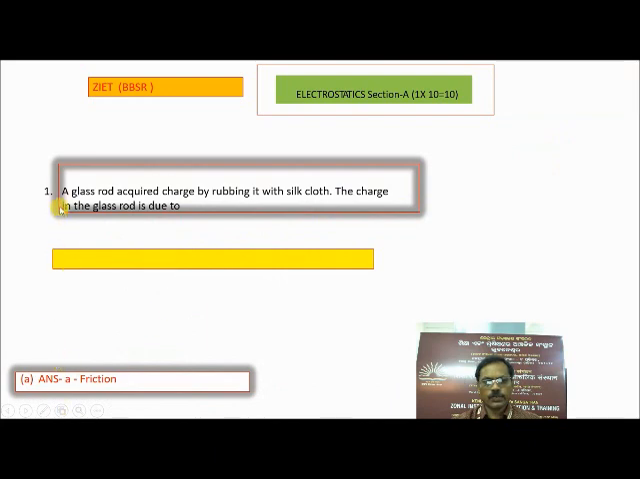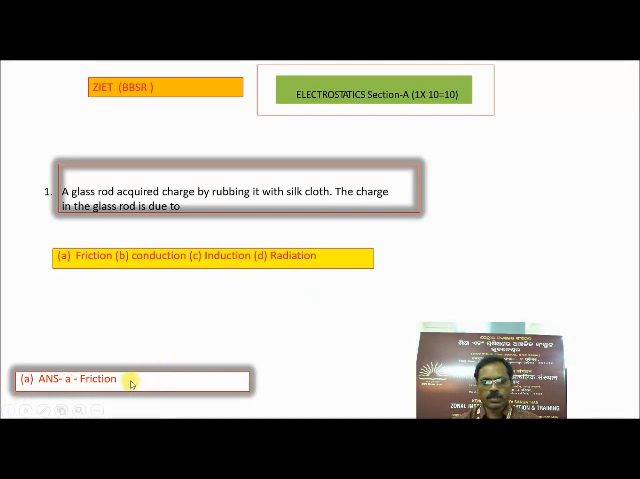The first question is, a glass rod acquired charge by rubbing it with silk cloth. The charge in the glass rod is due to, your choices are friction, conduction, induction and radiation. The answer is given for choosing, that is A, friction.